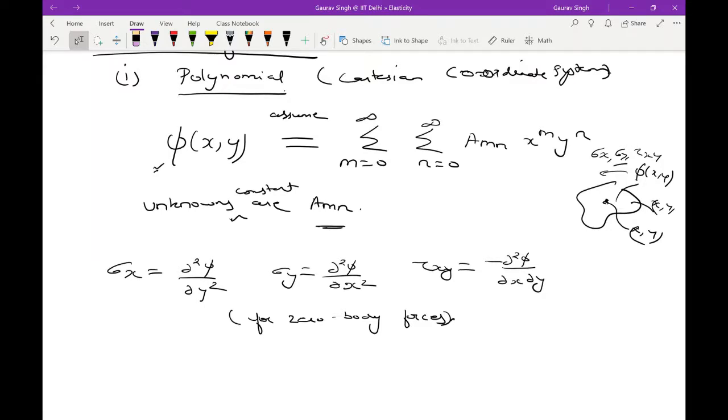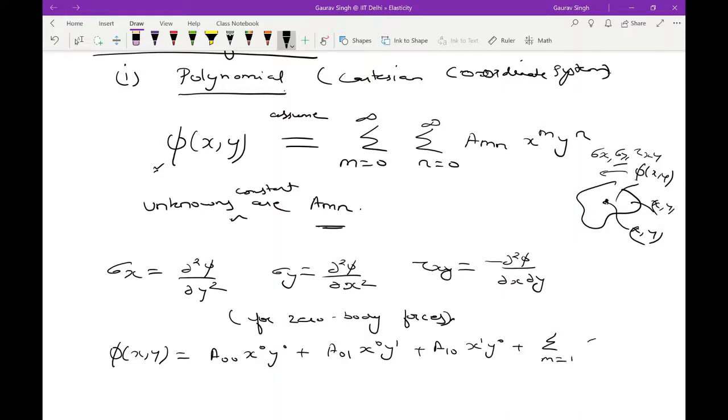Okay, let's see the contribution of terms where phi of xy is equal to a00 x^0 y^0 plus a01 x^0 y^1 plus a10 x^1 y^0 plus other terms. Okay, so m is equal to 1 and n is equal to 1 till infinity.